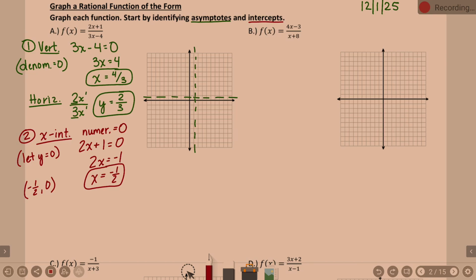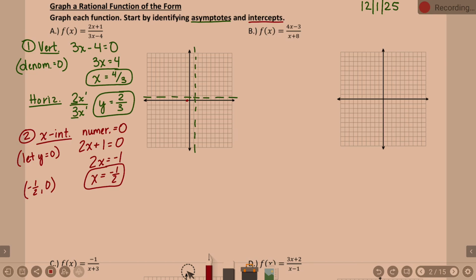With that in mind, I'm putting all this stuff on the graph as it comes. Okay, so x-intercept of negative 1/2 on the x-axis, I'm going to go left, half the box. Okay, so that's my x-intercept.